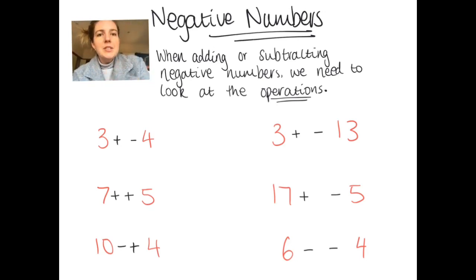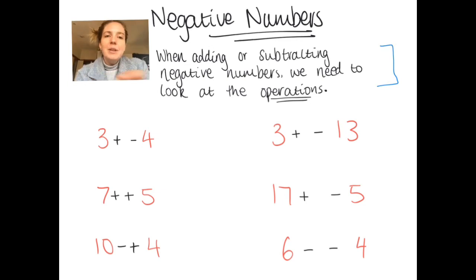First, I'd just like to bring your attention to the little definition that I've written up here. When adding or subtracting negative numbers, we need to look at the operations. That means we just need to look at all of the black symbols that I've written in the middle of these equations, because that will tell us what we need to do. It's the best and easiest way to work out problems that involve negative numbers. I will show you what that means in a second.